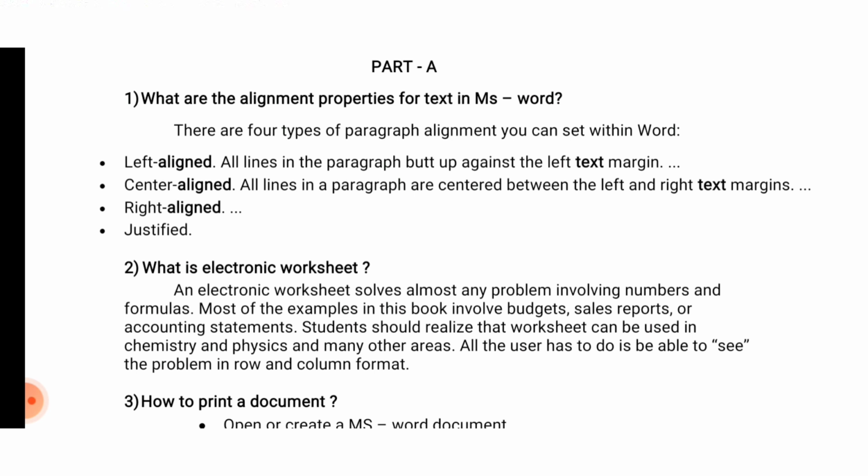Third question: how to print a document? First we open an MS Office document, a Word document. Then click on the File menu. Then go to the Print option of the File menu. Select your printing options. Finally, click the Print button as OK. So now we get the desired document in hard copy. That is, we can get the printout copies.